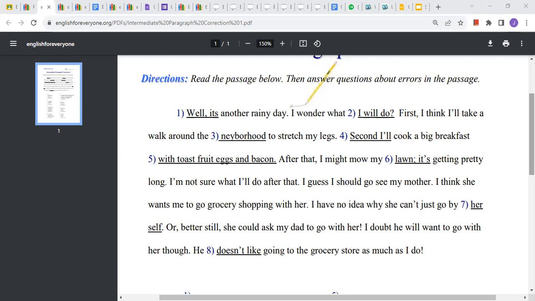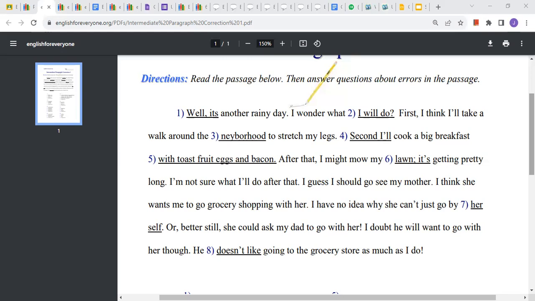Yes, After that, I might now my loan. It's getting pretty long. I'm not sure what I will do after that. I guess I should go see my mother. I think she wants me to go grocery shopping with her. I have no idea why she can't just go by herself. Or better still, she could ask my dad to go with her. I doubt he will want to go with her, though. He doesn't like going to the grocery store as much as I do.